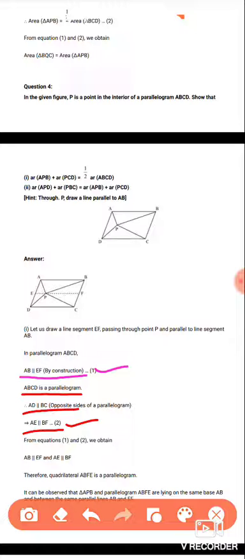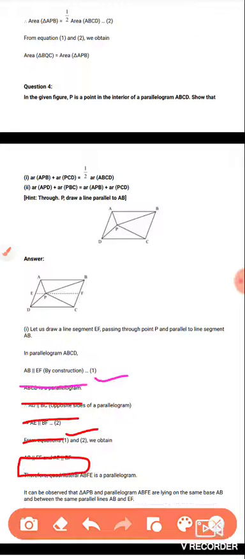Now from equation number 1 and 2, if you see equation number 1 and 2, you will have AB is parallel to EF and AE is parallel to BF. So therefore quadrilateral ABFE is a parallelogram because opposite sides are equal and parallel. So this given figure is a figure of a parallelogram.